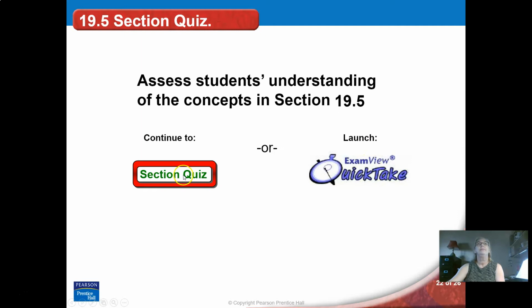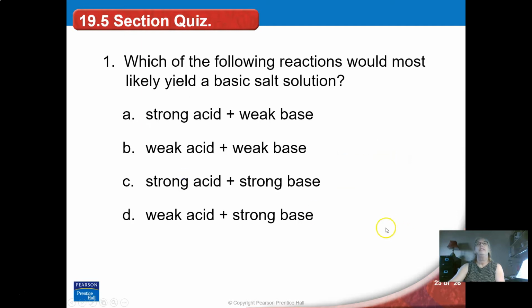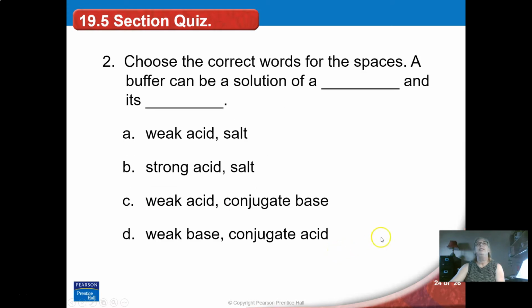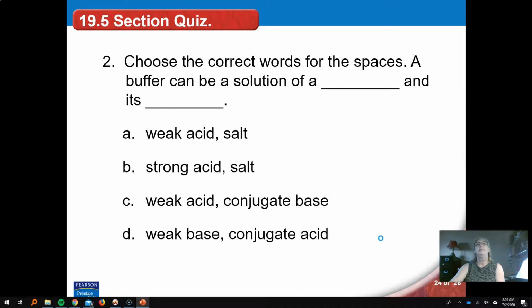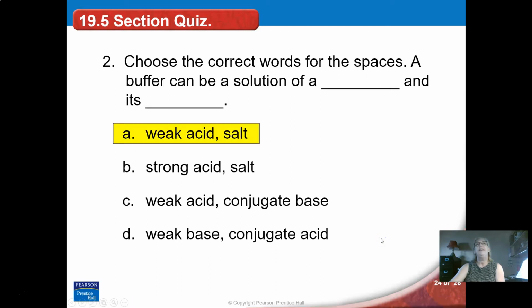And let's do a quiz. Which of the following reactions would most likely yield a basic salt solution? Those are those rules I was telling you that would be good to know. So this is going to make a basic salt solution. Okay, choose the correct words and see what you think. So weak acid and salt would go in those blanks.